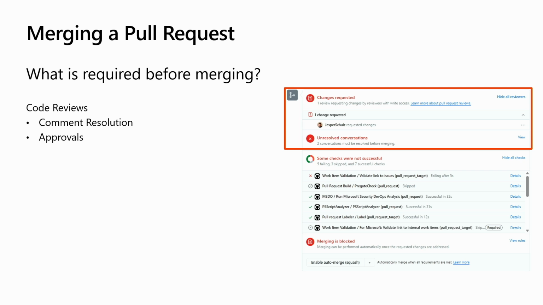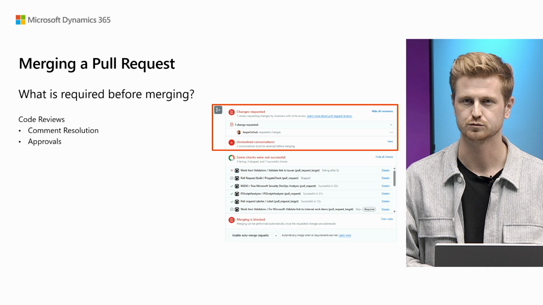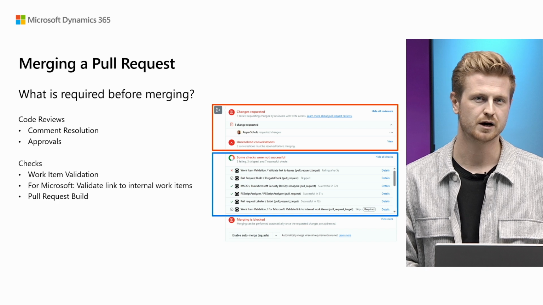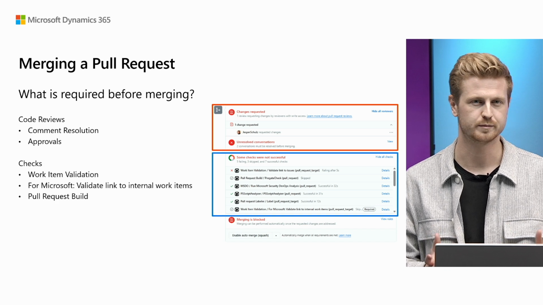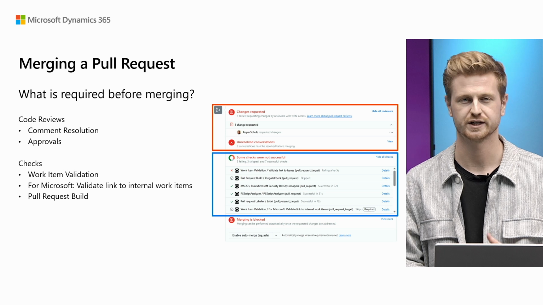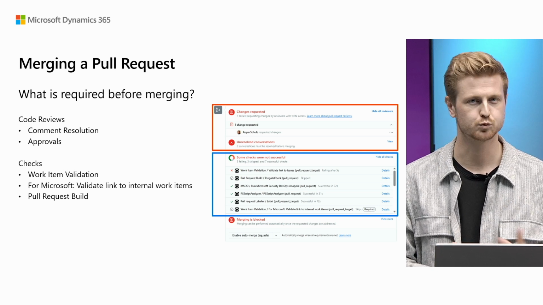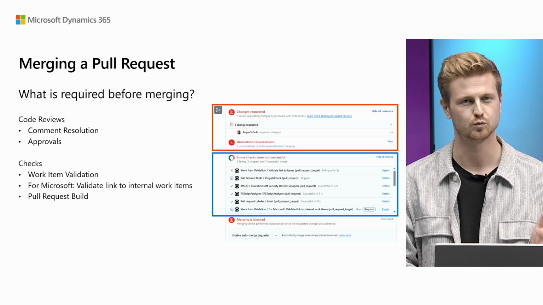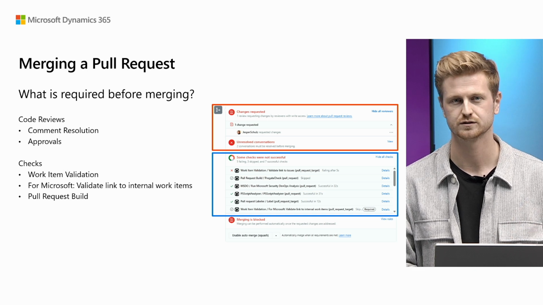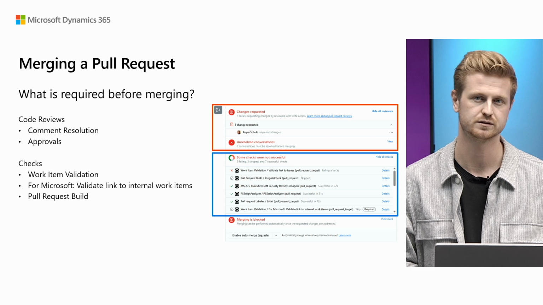So in this case here, Jesper is requesting me to make some changes. I can see I don't have quite the approvals yet. There's still some comments I need to resolve. In the bottom part here, that's where we report the automated checks. So we have checks for checking for work items and the pull request build and so on. So I think it's worthwhile to go through each one of these one by one to see what it is that's required to merge a PR into the BCApps repository.